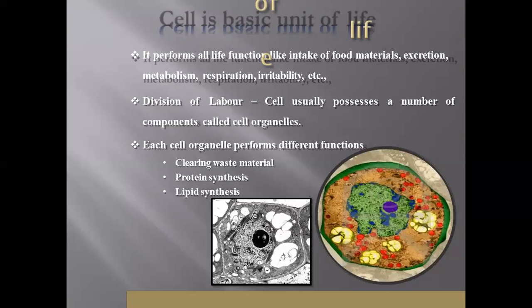Division of labor. What is the meaning of division of labor? Cells usually possess a number of components called cell organelles, right? So it's like division of the work. Cell has organelles. Each and every organelle has a specific role, a specific function to perform. That is division of labor. Each cell organelle performs different functions. There are a few examples given like clearing of waste material, synthesis of protein, synthesis of lipid, packaging, production of energy, etc.